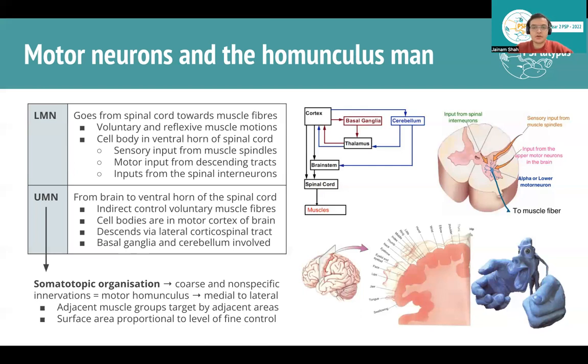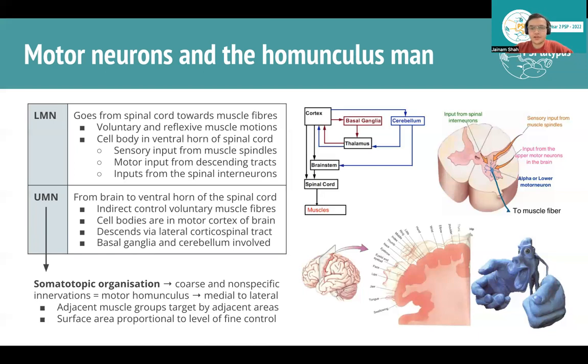So it's a coarse and non-specific innervation, which means that you do have some muscle groups that are going to be innervated by a region of the brain that is very close to each other. In other words, adjacent muscle groups target adjacent regions of the body, but it's coarse. So what that means is if you have a stroke in one region of the brain, it's not just going to affect a very specific muscle, it's probably going to affect a lot of different muscle groups. So it's very coarse and non-specific.